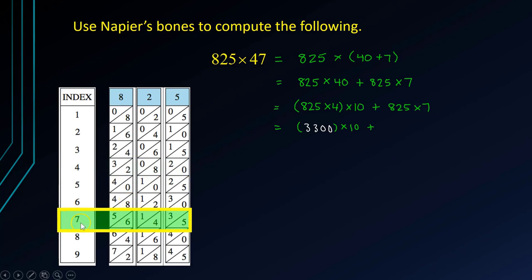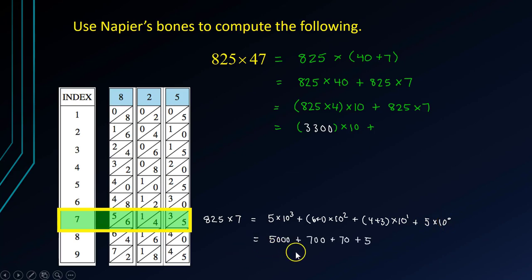Now I'm going to use the bones to do this 825 times 7. So I'm going to move my attention down to the index of 7, because that's the number I want to multiply 825 by now. And again, this diagonal is the ones, this one is the tens, hundreds, and thousands. So I'm going to have 5 times 10 to the third, which is 1,000, plus 6 plus 1 times 10 squared, plus 4 plus 3 times 10 to the first, plus 5 times 10 to the 0, which is, of course, just 1. And so when I work these out, I get 5,000 plus 700 plus 70 plus 5, which is 5,775, which I put up there.